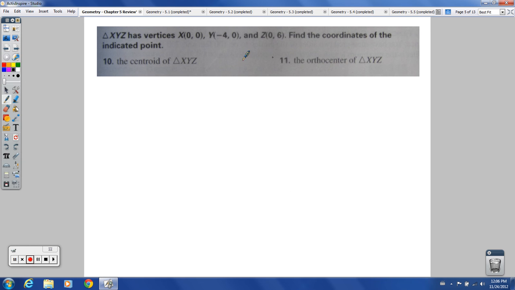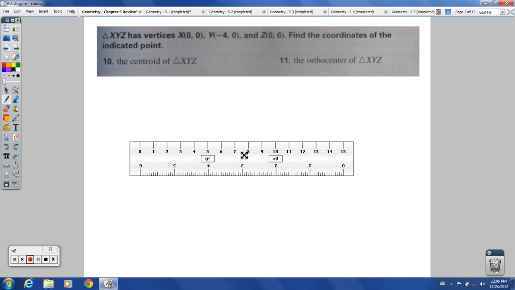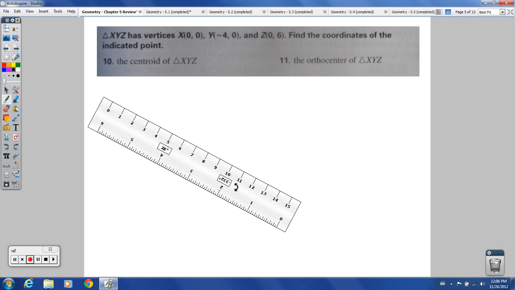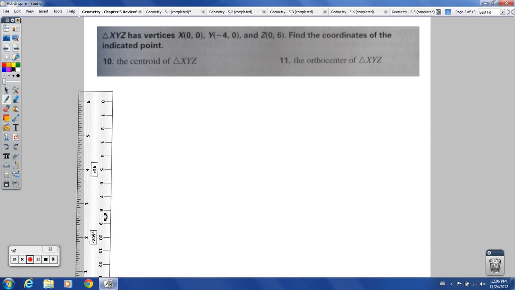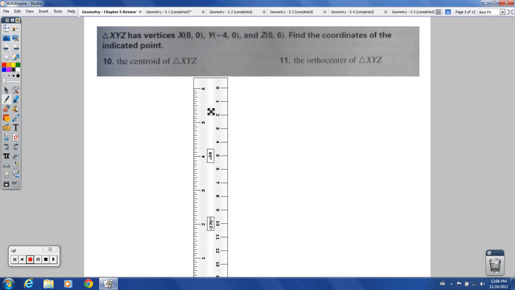Okay, for numbers 10 and 11, I'm going to get out my ruler. I would suggest you do the same and make a nice graph. If you don't make a nice graph, this problem will be much harder here. So XYZ has these coordinates. So I'm just going to draw the graph out, and then I'm going to pause that while I do that, just to save us a little time here in the video.